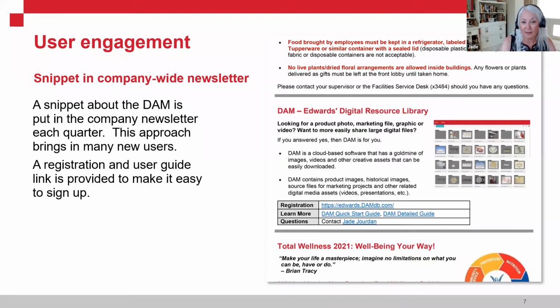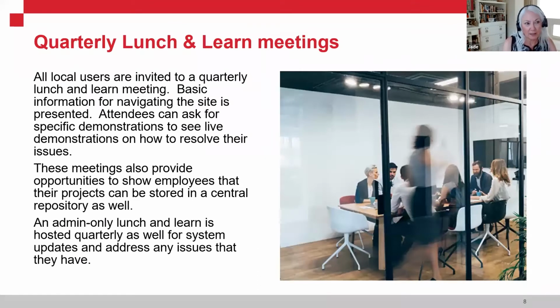So if you have company newsletters, which go out through the email system, and most companies do, I recommend making sure that you have a snippet in there about your DAM system so that people know about it countrywide and company-wide as well. So the quarterly lunch and learn meetings are also a way to meet with your users in person or virtually through Teams or Zoom or whatever system your company uses.